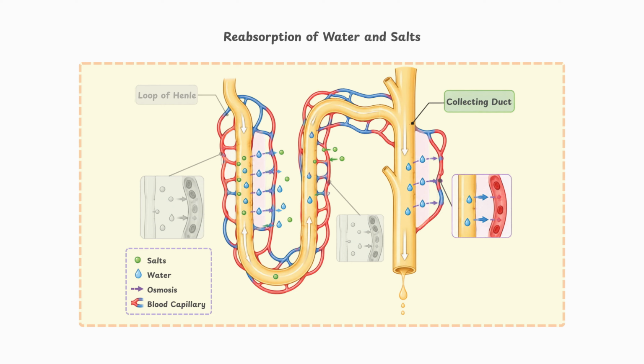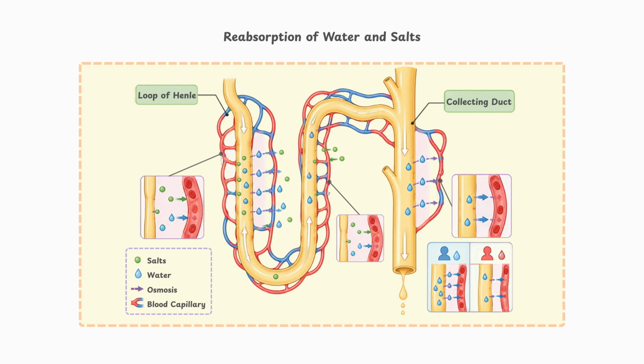If the body is dehydrated, more water is reabsorbed back into the blood. This means less water is lost in the urine, so the urine becomes more concentrated. If there is excess water, less is reabsorbed. So more water stays in the urine, making it more dilute.